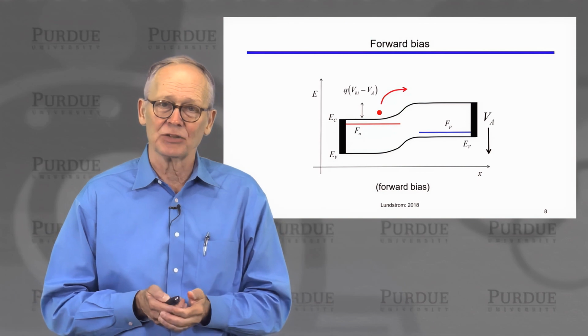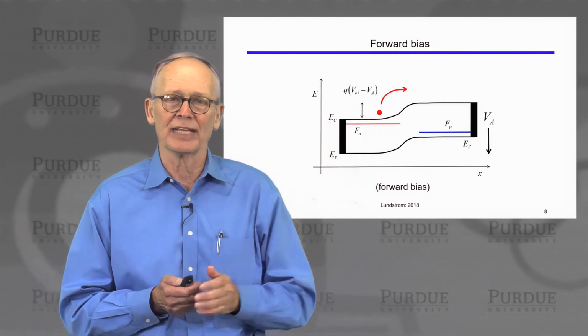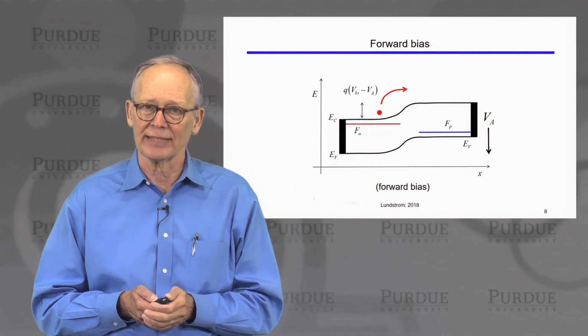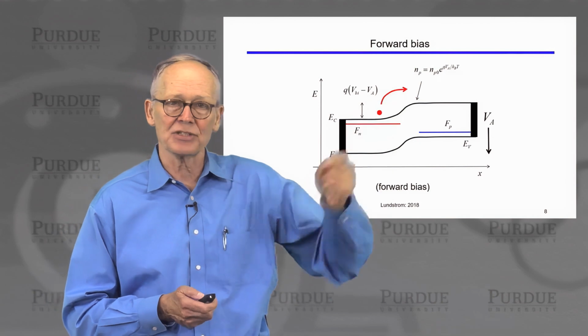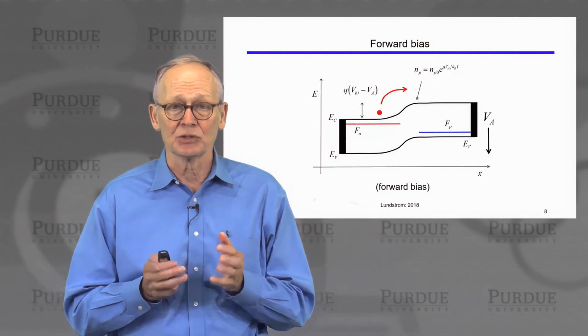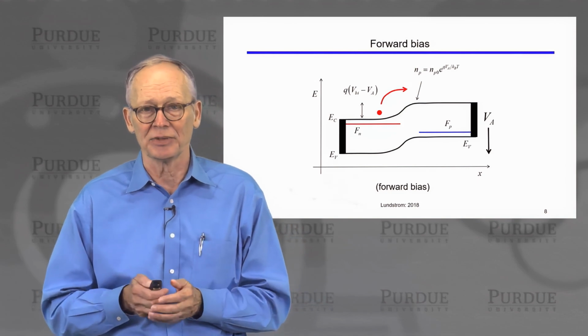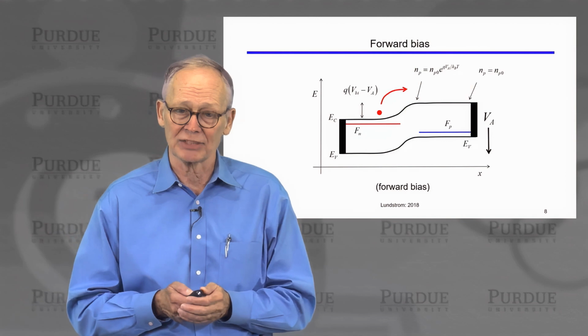That means that it's going to be exponentially more likely that electrons can hop over that barrier and be thermionically emitted into the p side. That means that the concentration of minority carrier electrons on the p side is going to increase exponentially with the applied forward bias. Right? So this is forward biased injection.